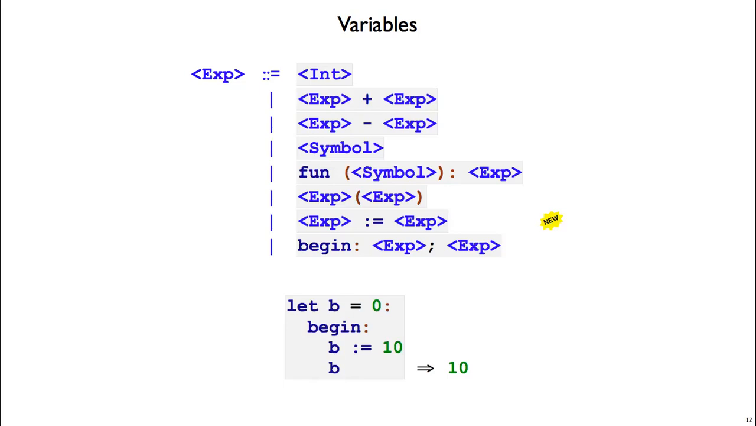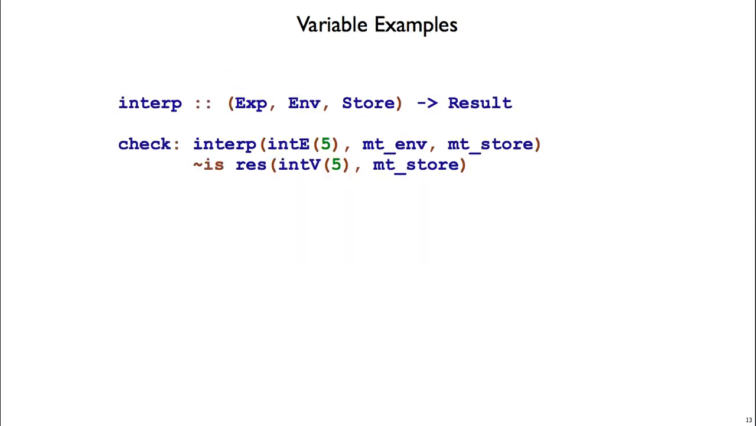So here's one example program that we can write using this grammar. Let b equals 0. Now b is a variable. Begin b colon equals 10. So we update the value of b, and then when we read that out, we should get the final result of 10. Let's look at a few more examples.